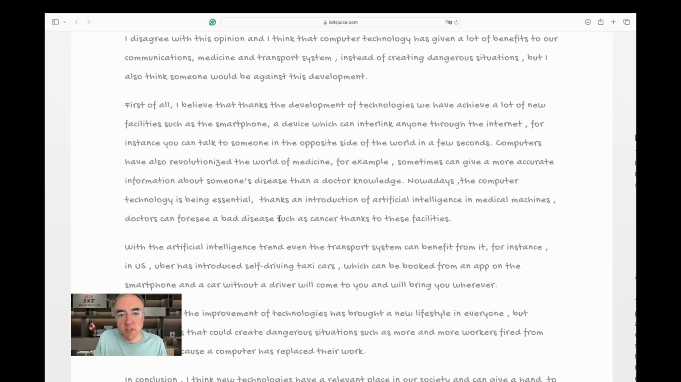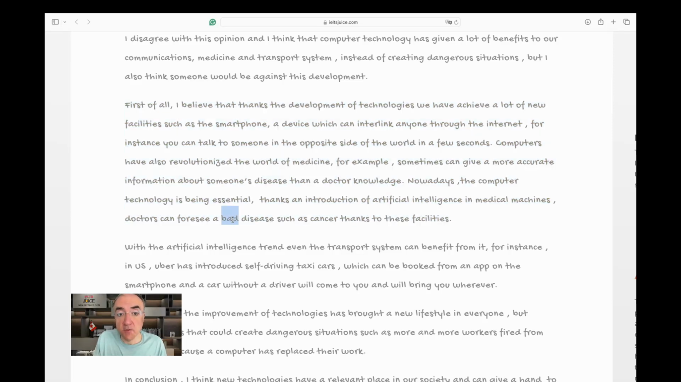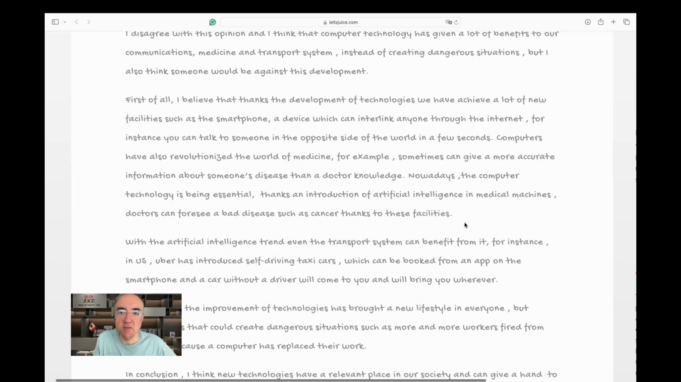Oh, you mentioned such as cancer. Okay, so cancer is not a bad disease. It's a serious disease. It's a serious illness. It's a life-threatening illness. It kills. It's that serious. Thanks to, there you go, finally, for the third time, thanks to these facilities. Okay, these facilities, yeah, the facilities that use the AI, or the AI-enhanced facilities.